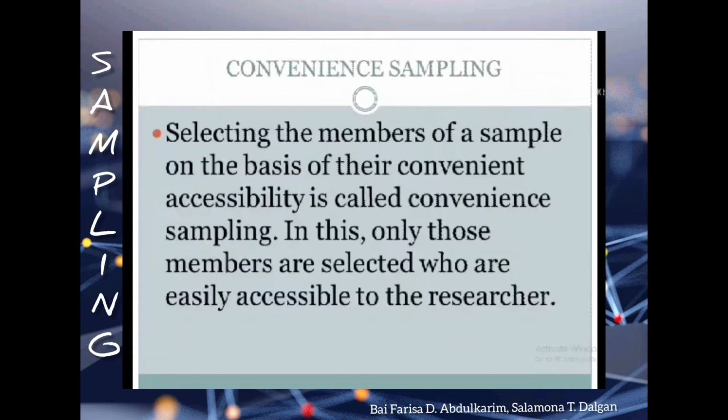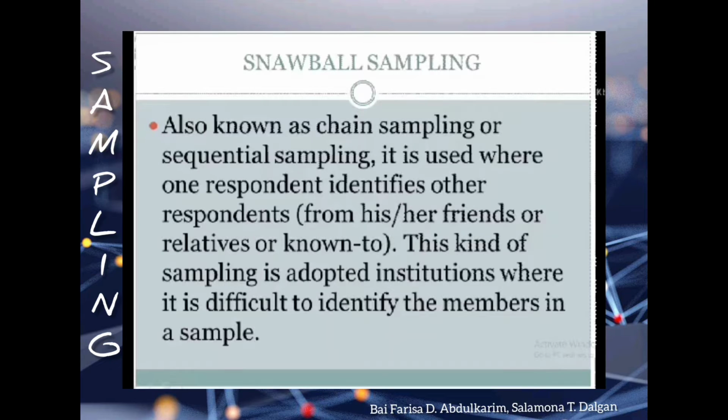Convenience sampling, selecting the members of a sample on the basis of their convenient accessibility, is called convenience sampling. In this, only those members are selected who are easily accessible to the researcher. Snowball sampling, also known as chain sampling or sequential sampling. It is used where one respondent identifies other respondents from his or her friends or relatives he or she knows. This kind of sampling is adopted in situations where it is difficult to identify the members in a sample.